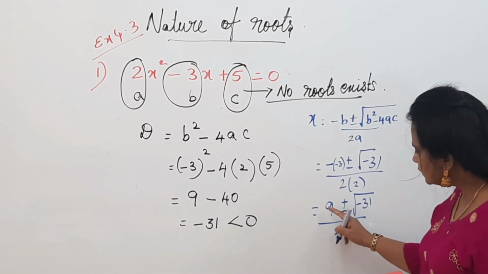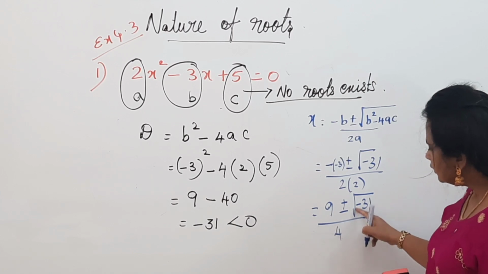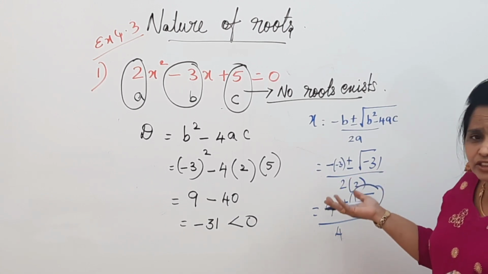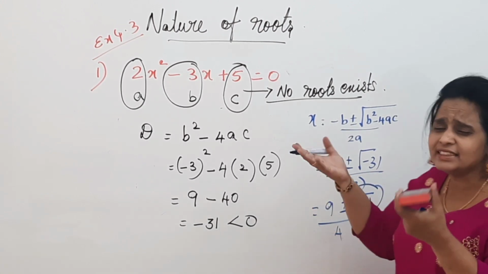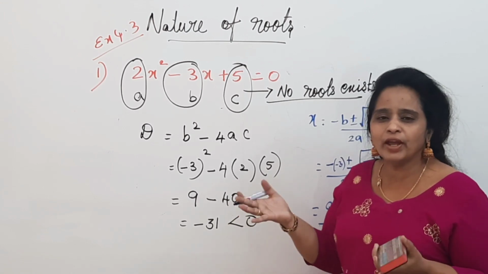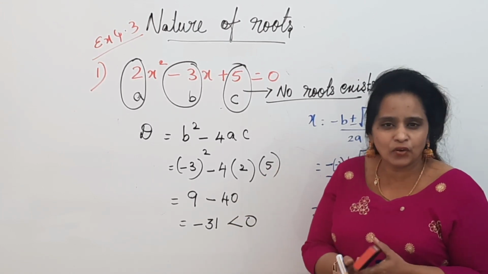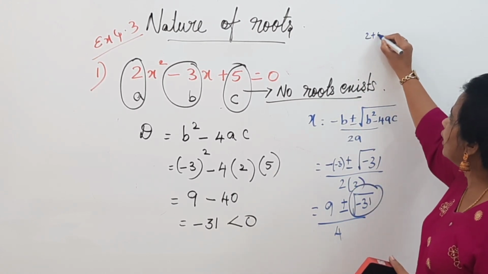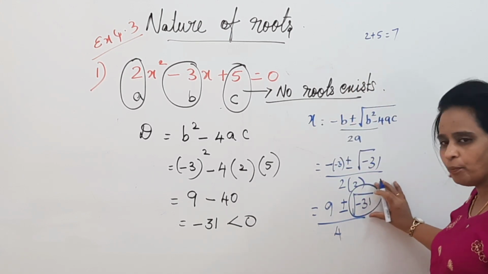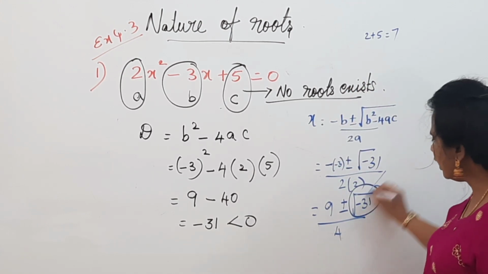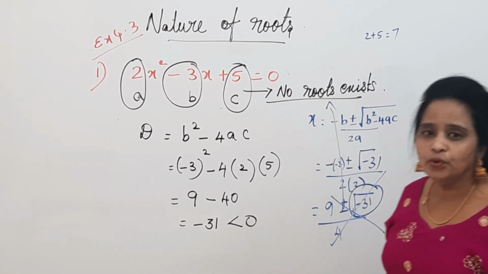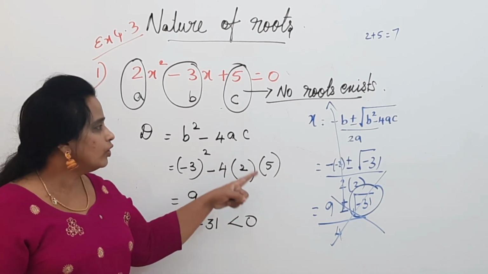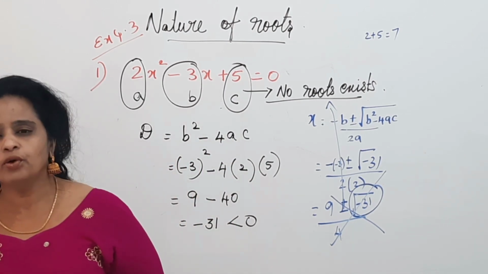Now see children, can this 9 be added with this irrational, negative number, which is an imaginary number? It is not going to happen at all. Why? Because I am just imagining only. I do not know very clearly whether that number is there or not. So, I cannot add this number. Adding numbers means 2 plus 5, you get a result, that is 7. I should get a proper value here. I am not getting that value. That's why we say that no roots exist. So, D is less than 0. We call it, the nature of the roots is no roots exist.